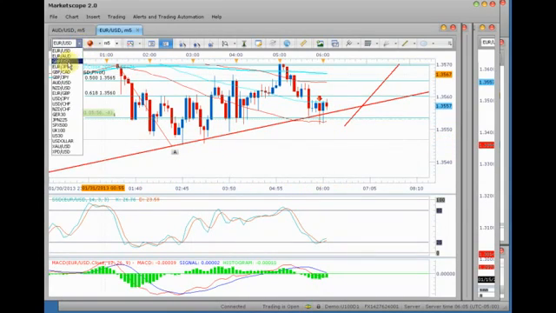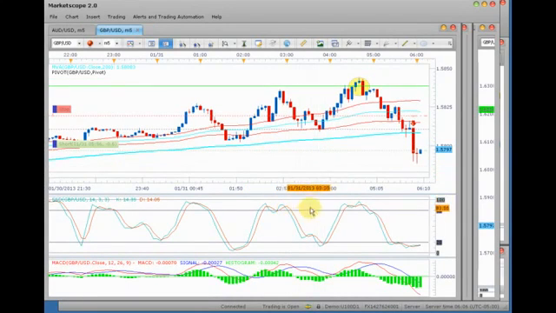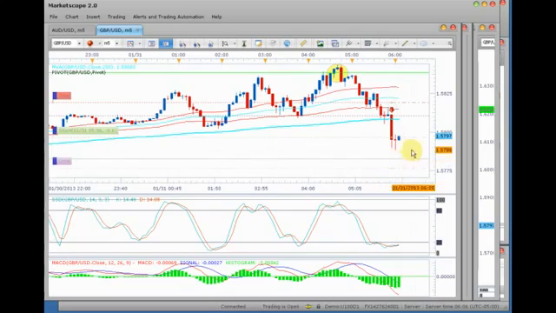Let's take a look at cable. Get back there and see what's going on. After the initial move south, we are kind of meandering here. 57.98, the whole number, round number support. 15800, the figure, and we are just hanging in there, slightly negative.